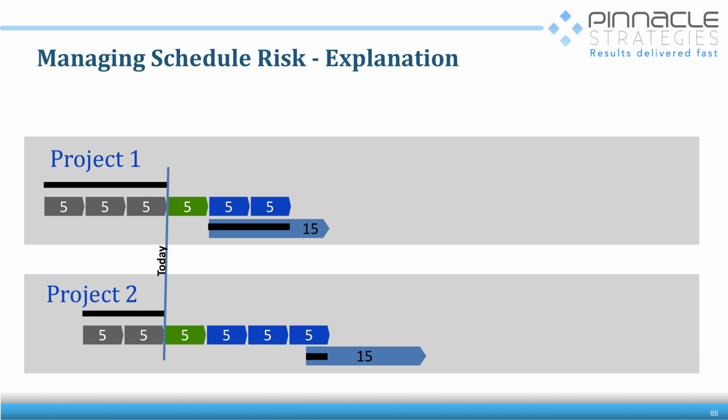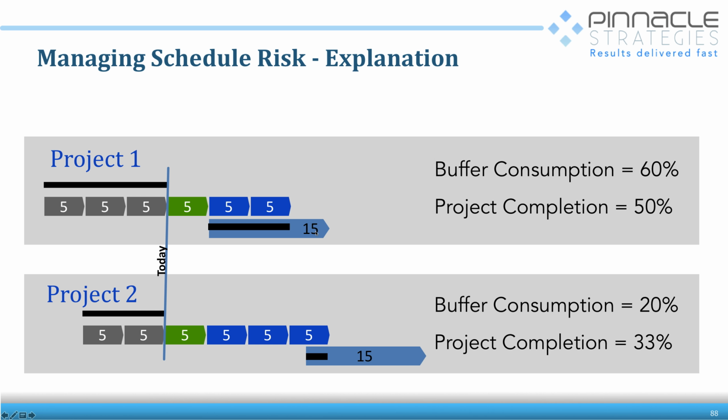Now, here are two projects, Project 1, Project 2. We can see that in Project 1, we're working right here at the fourth task. We have 3 tasks left that are 5, we'll call it days, and we have 15 days of our buffer, and it looks like we've used maybe a third of that. Right here, wait a second, I've got some numbers right here. Here we go. We've consumed our buffer 60%, our project is completed 50%.